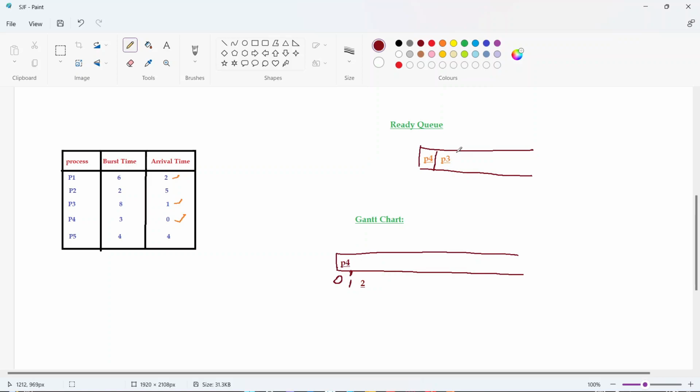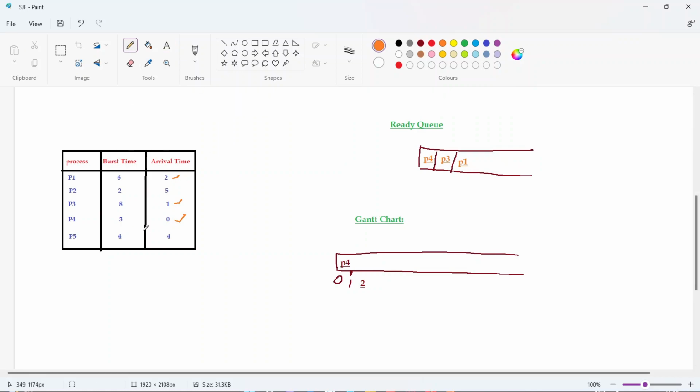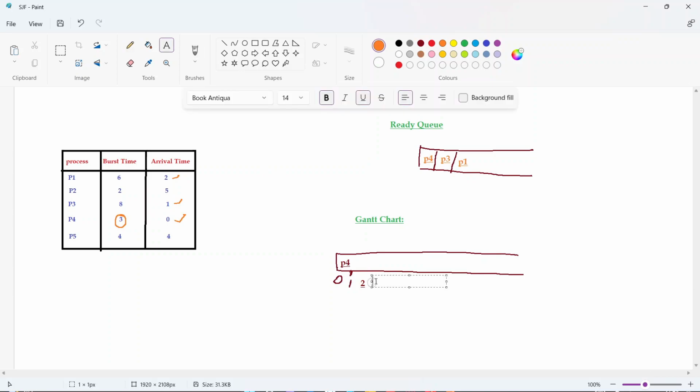Okay, P1 has been added to the ready queue. Now P4 completed 2 seconds, but P4 requires how many seconds? P4 requires 3 seconds. So we have done 2 seconds and 1 more second it has to execute. So let us add that second also. It has to be executed for 1 more second, 3 seconds.